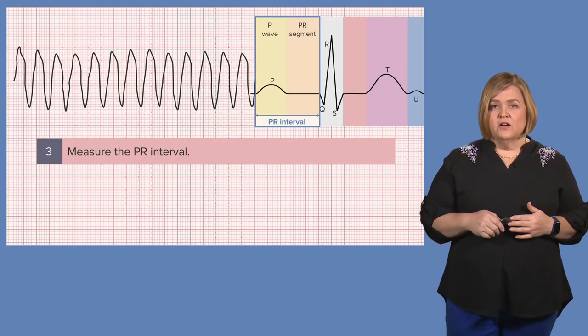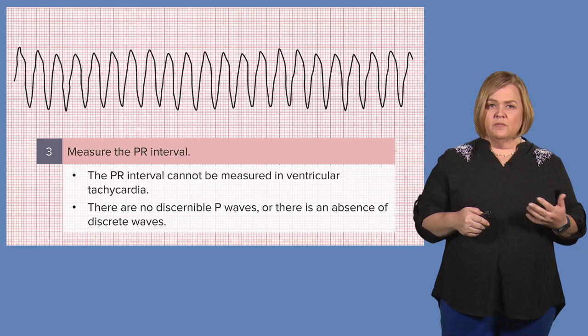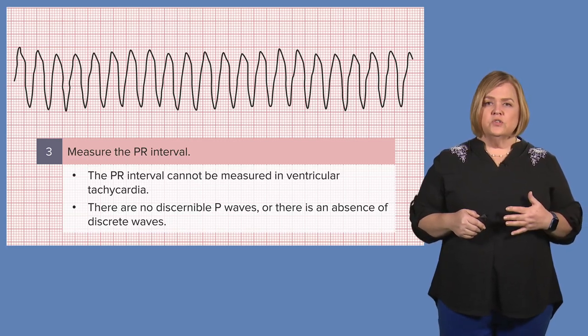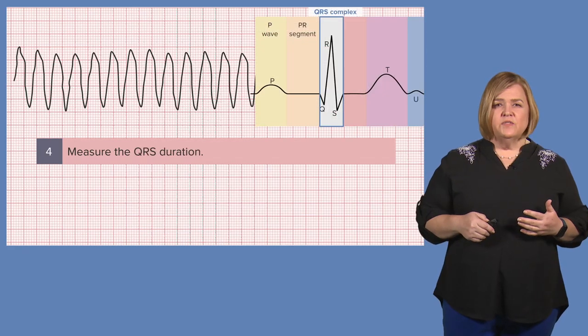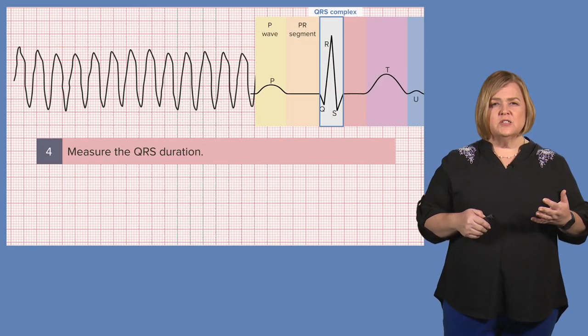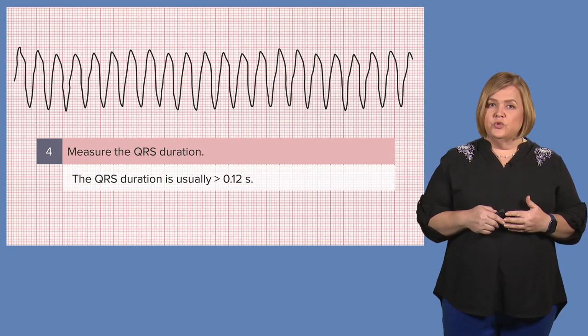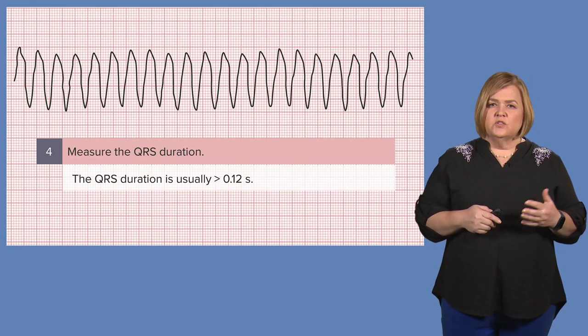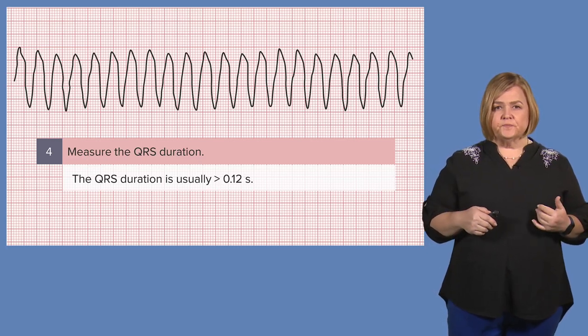So measure the PR interval. Well, we kind of let that one out of the bag, right? If there's no P wave, we can't measure a PR interval. There are no discernible P waves on a VTAC strip. What about the QRS duration? What would you expect just by visually looking at this? Yeah, it's usually pretty bizarre. This is greater than 0.12 seconds. It will typically look like that.